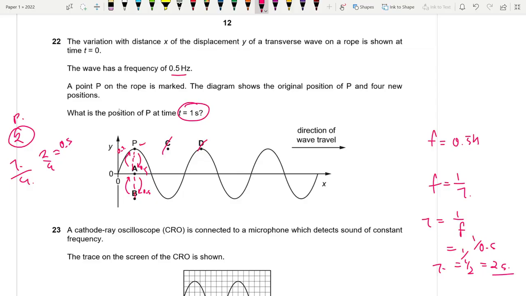So where is P going to be after 1 second? The first 0.5, we're going to go to A. The second 0.5, we're going to go to B. B should be your answer. 22 should be B. And if they said 2 seconds, the answer would have been B. Like we'd return back here. And C and D would never be the answer. If they said 0.5 second, the answer would be A. If they said 1.5 seconds, the answer would again be A. Hopefully you guys get what I mean.